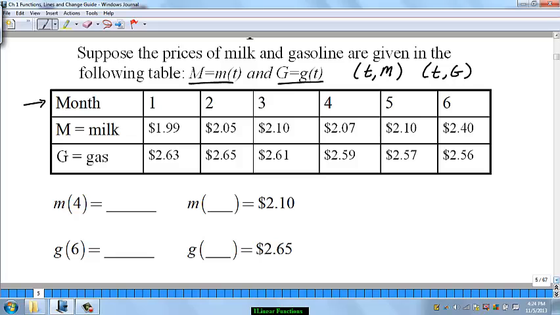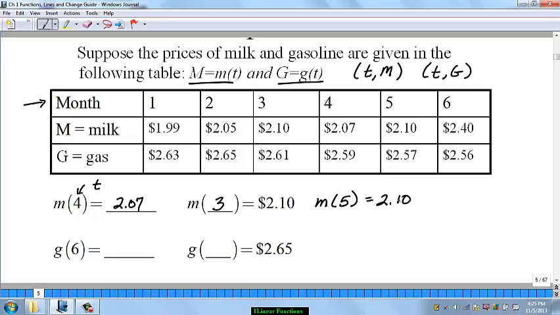So in order to fill this in, if I want to figure out what M of 4 is, I know this is the time or the month. So I come over to 4 right here and I'm looking for M. So I know that M of 4 is 2.07. Then I said if M of something is 210, I can come over here. So M of what is 210? Well, M of 3 is 210. And also you can see that M of 5 is also 210. So I have 2 months where the price of the milk is $2.10.